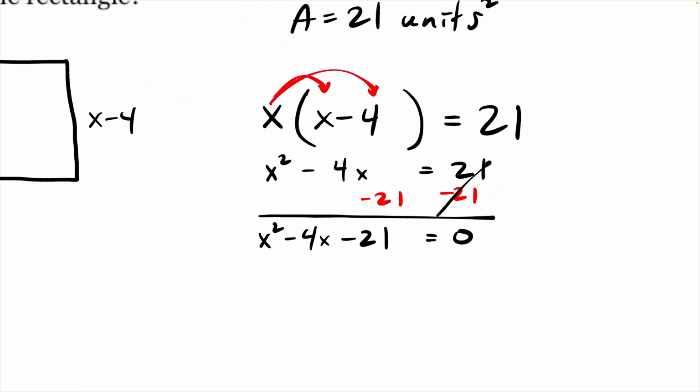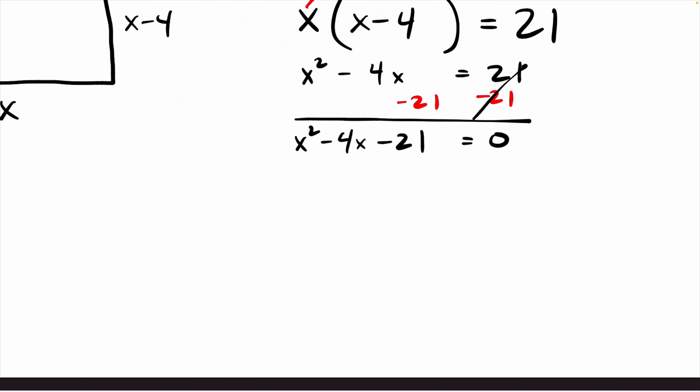How do I solve that trinomial? We got steps for it, right? It needs to be in standard form. Done. What's the GCF? 1, right? Next step, ABC. So let's do ABC now. A is 1, B is negative 4, C is negative 21.